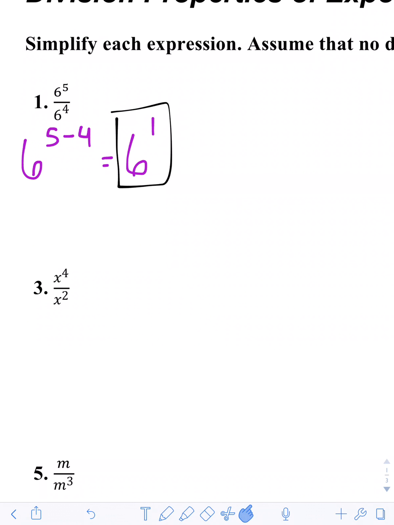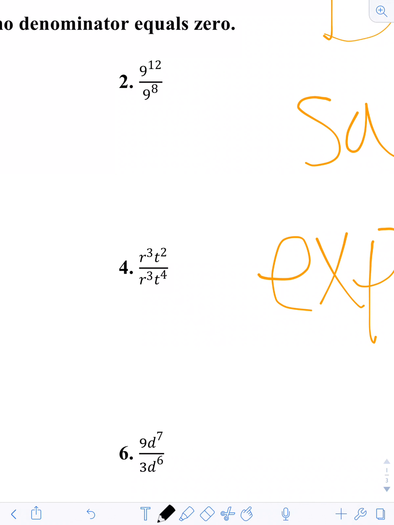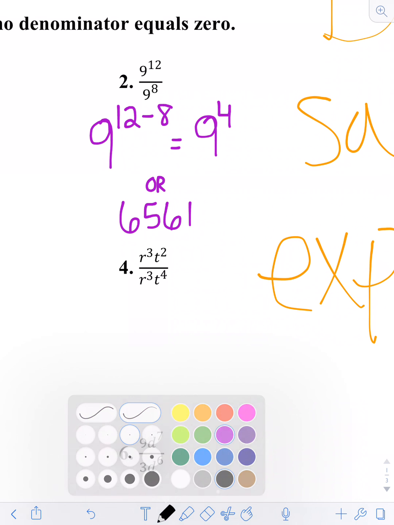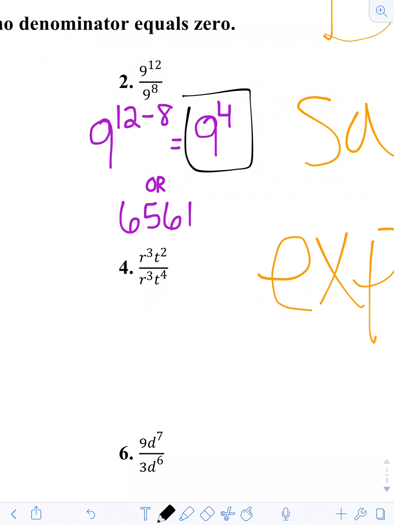All right, number 2. Okay, same type of thing. We have our base of 9. Exponents are 12 and 8. Since you divide, you subtract them. So 12 minus 8 is 4. Sometimes they ask to give the whole number, so 9 to the 4th power. Okay, so I'm going to put or. 9 to the 4th power is 6,561. Okay, so just depending on what they ask, 9 to the 4th power can be the answer, or your whole number can be the answer.